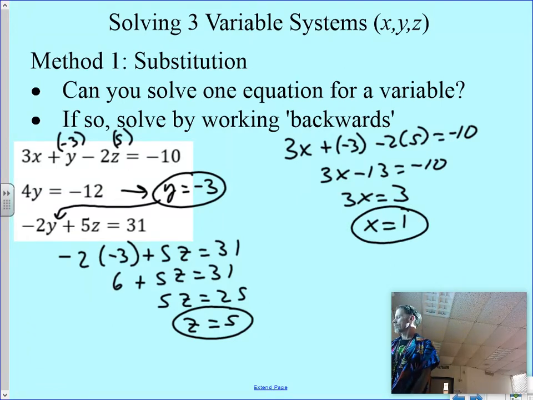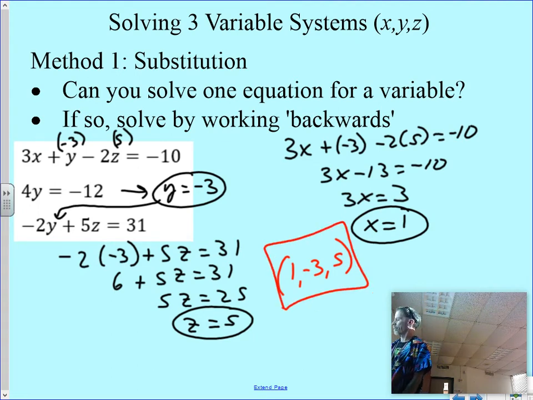And again, for your final answer, I'll do it in red this time. Maybe my red pen will behave itself. So your final answer will be written as 1, comma, negative 3, comma, 5. And there you have it. That is simple substitution for 3x3 systems. That's really all that's going to be on your assignment.